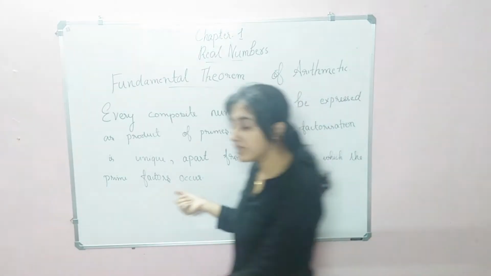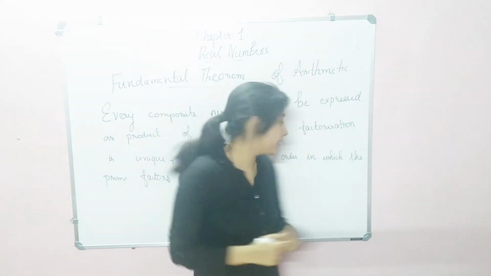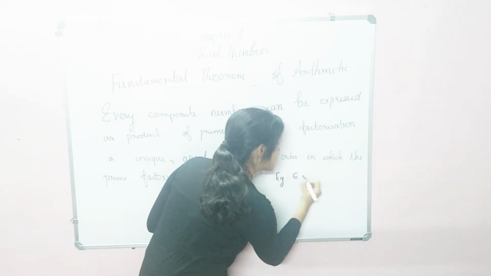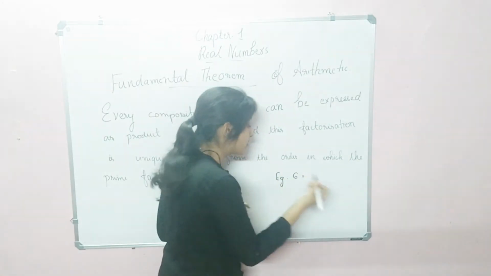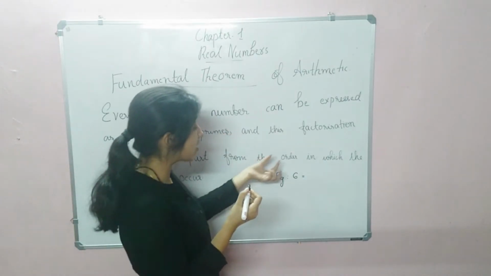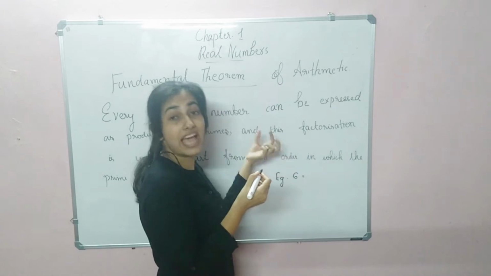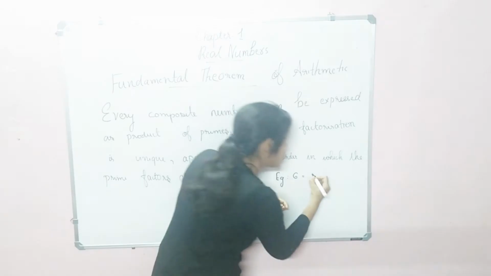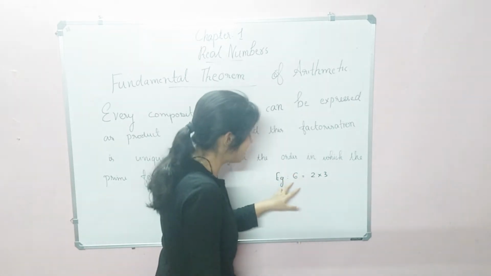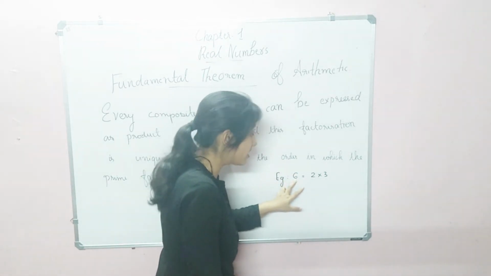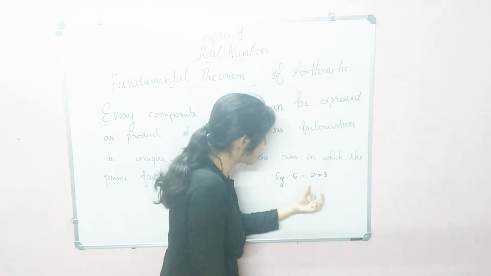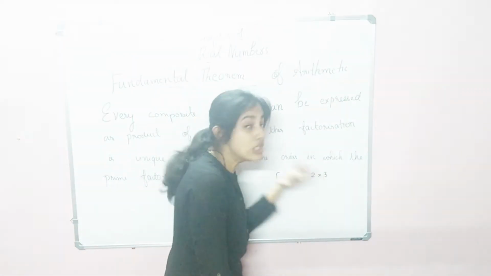So for example, 6 is a composite number and you can write 6 as a product of its primes. The primes involved in the prime factorization of 6 are called the prime factors of 6. So we know 2 and 3 are the factors of 6. So you can write 6, which is a composite number, as a product of its primes. You write 6 as a product of 2 into 3 in a unique way.